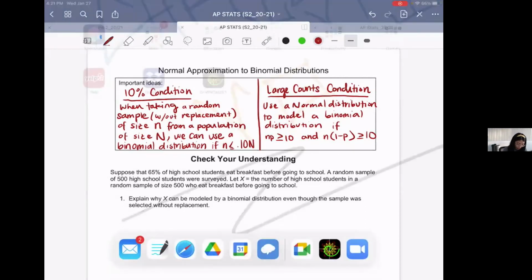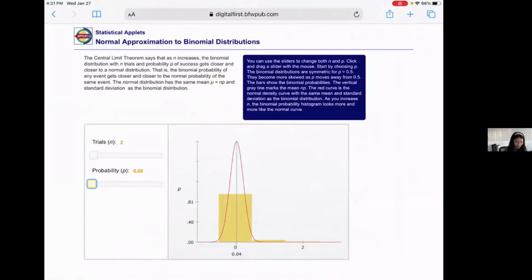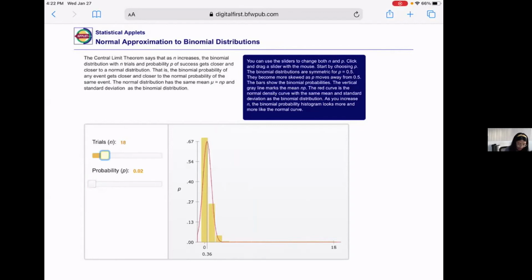So let me just show you what that looks like. Here's a simulation where it says normal to binomial. Look at the number of trials to be n and then the probability to be 0.2. So if I look at my trials, 18 and 0.02, if I multiply that, that value is going to be small, less than 10. And look at my shape.